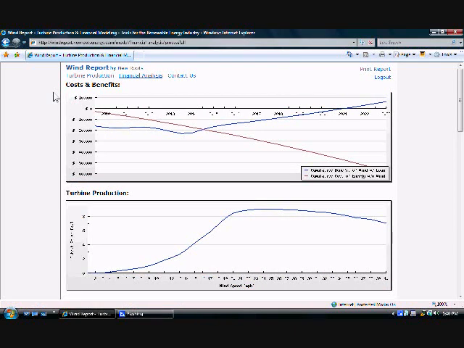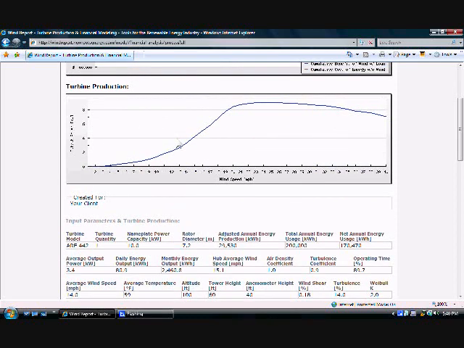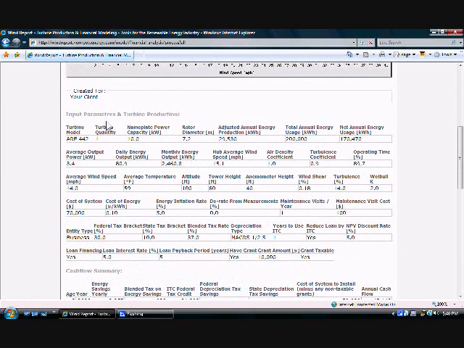The first section is a cost and benefits chart, starting with the cumulative benefit of wind with a loan in blue and the cumulative cost of energy without wind in red. This is sort of a timeline for your investment. The next section, Turbine Production, shows the manufacturer's power curve and given output at certain wind speeds. As you scroll down, you'll see your client information displayed if you selected for it to be included in the final report.